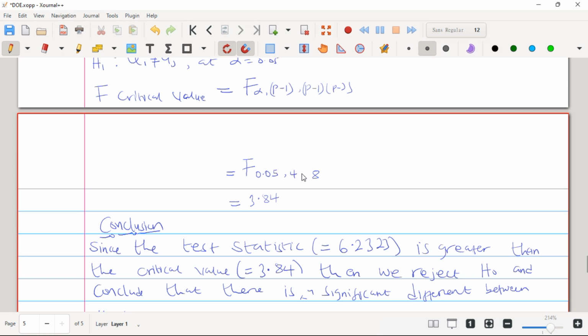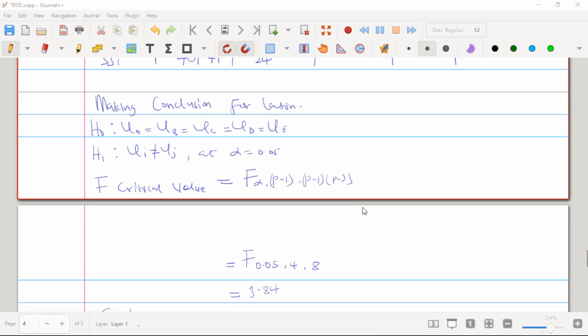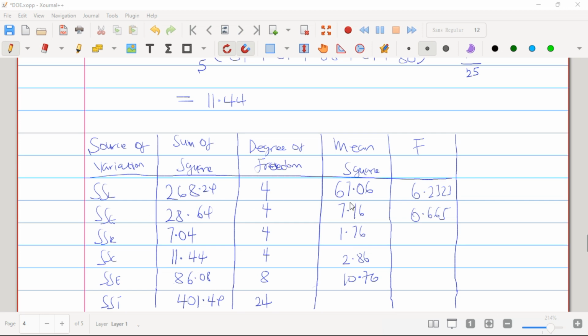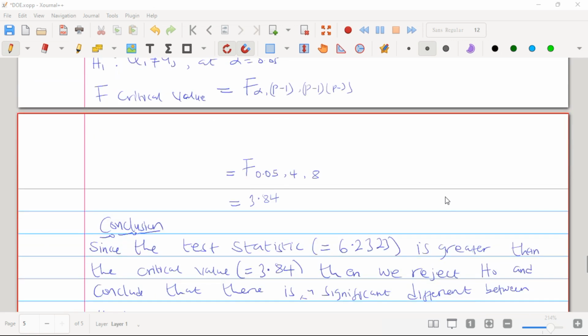Once we have this one, we go to the F table and we are going to get our critical value, and after getting our critical value, we can make a conclusion. So you just go to the F distribution table, locate 0.05, and the 4 is for the row, and the 8 is for the column. Once you read, you are going to get a critical value of 3.84. So 3.84, and then for the Latin we had 6.2323. So we are going to draw our conclusion using this.